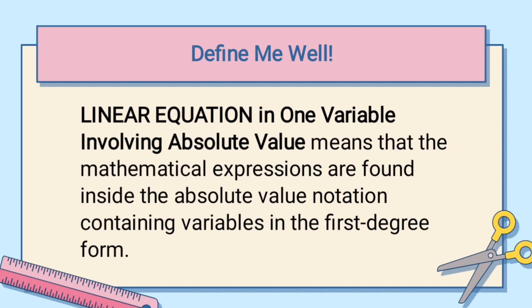Okay, what is the symbol for absolute value notation? The symbol is this one, if you observe in our expressions. So we have linear here. So that means the linear equation in one variable involving absolute value notation.